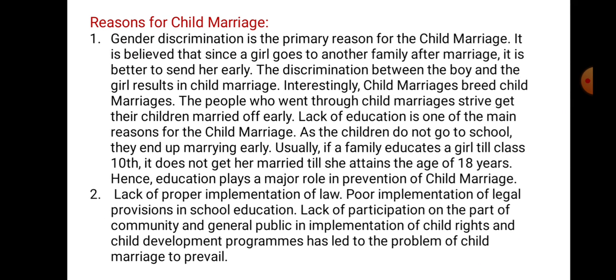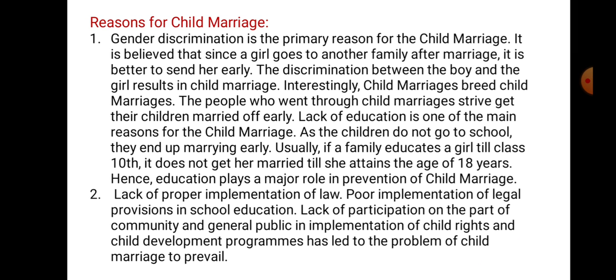Firstly, gender discrimination is the primary reason for child marriage. It is believed that since a girl goes to another family after the marriage, it is better to send her early. The discrimination which exists between the boy and the girl results in child marriage. Interestingly, child marriages breed child marriages. The people who went through child marriages strive to get their children married off early.